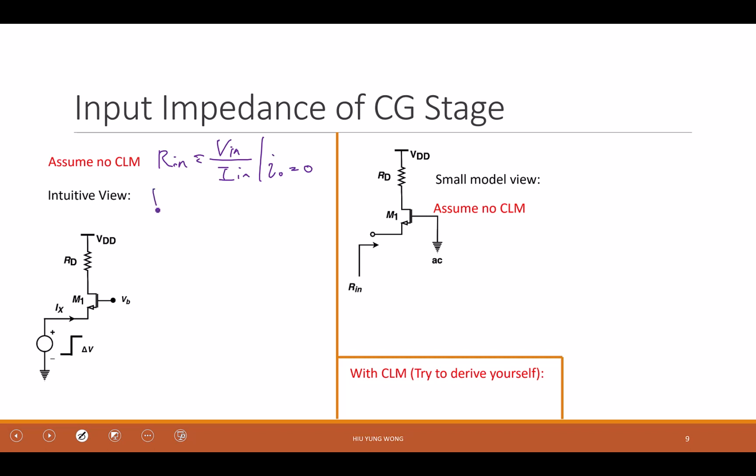Okay, I try to do V in increase by delta V, right? Just exactly what you're doing on the test bench, or as an electron. I increase the voltage by delta V. Then I want to know how much the current will go in. Remember, this is the input, right? Ix is the I in.